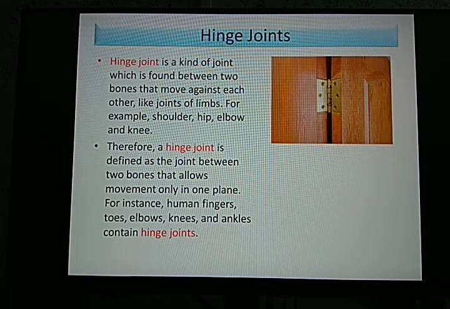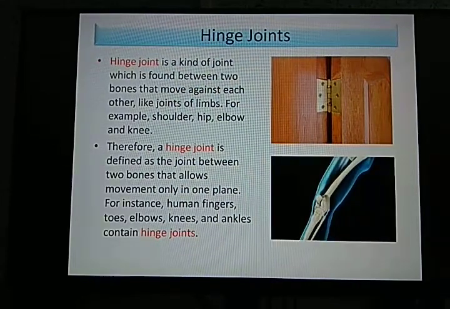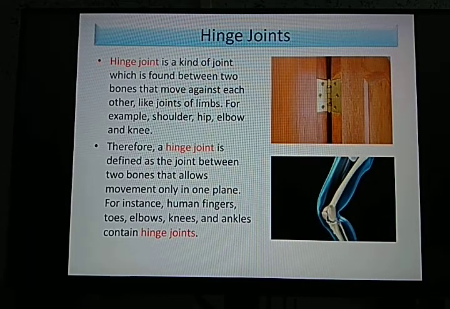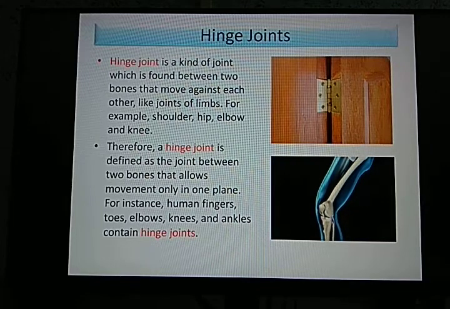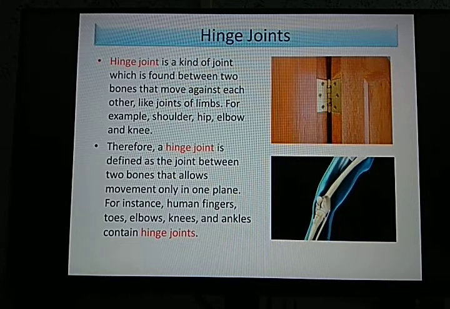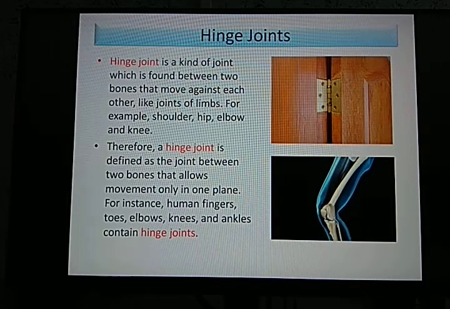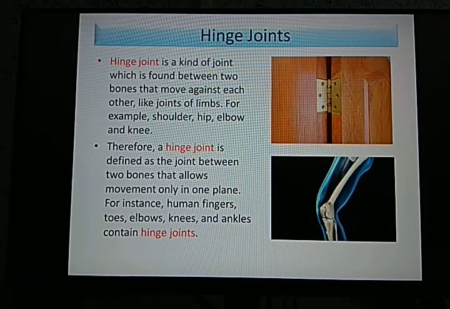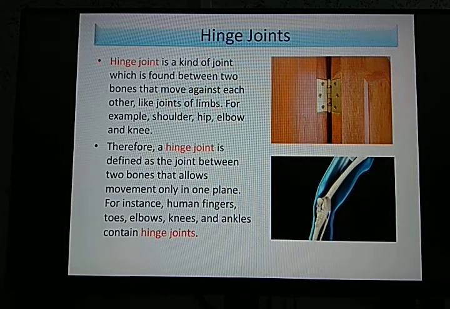No. Toes, elbows, knees and ankles also have hinge joints. So here is one example you can see. This is the knee. As you can see, we can bend our knee. So it is possible because of the hinge joint. Just like in the door, as I said, we can open the door and close the door. Isn't it? We cannot move the door sideways. Similarly, here also, with the hinge joint, we can move our leg front and back, or we can bend it. But can we move it sideways? No. So this is the work of a hinge joint.